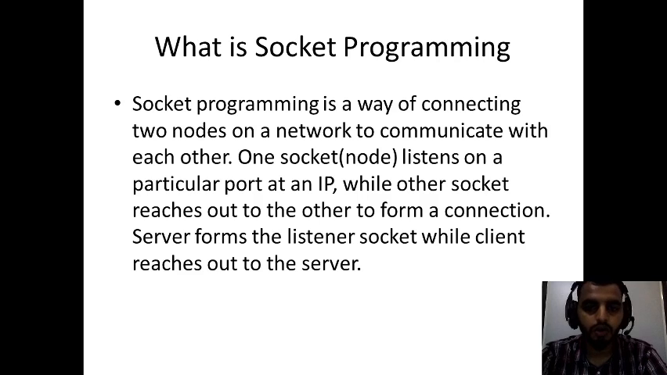One socket or node listens on a particular port at an IP while the other socket reaches out to form a connection. In the sense, however many ports the network has, that many connections the network will have. And every socket will be listening to a particular IP to receive information from that IP address, or to receive and send information on that IP. The point being made here is that there are some endpoint nodes of a network, and these endpoint nodes will reach out to other networks or to other ports connecting to it.